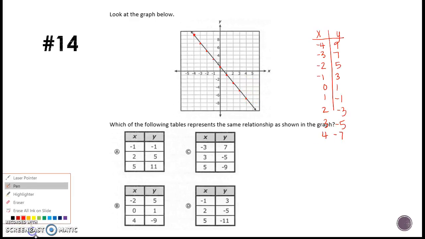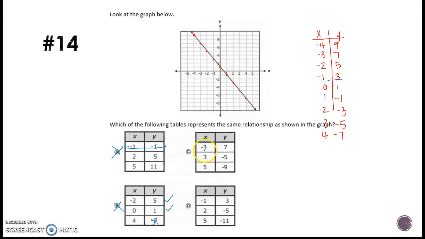Okay, so now I'm going to go ahead and use my table to find what matches. So here I have -1, -1. So it should be -1, 3. So that's wrong. So it can't be A. Let's see. B has -2, 5. Well, that's matching. It has 0, 1. That's right. Then 4, -9. Well, that's wrong. It should be -7.